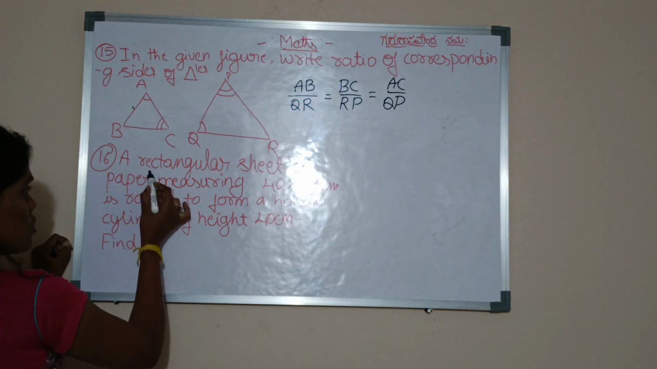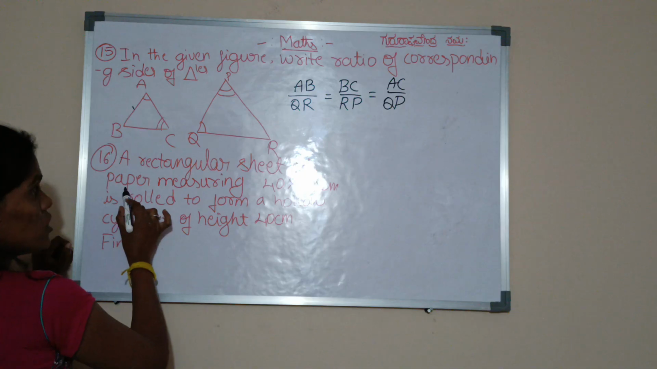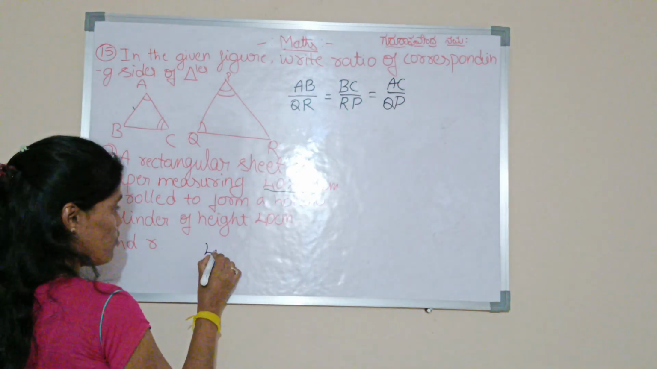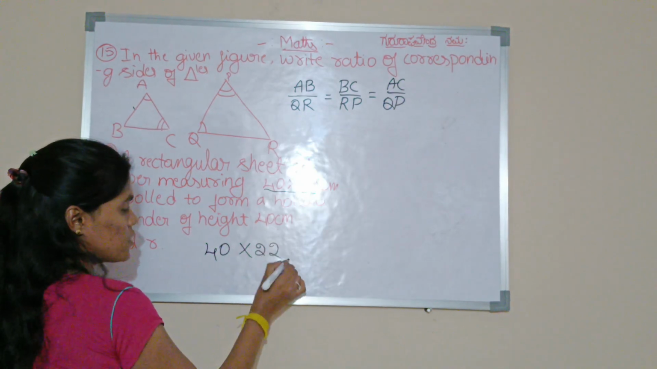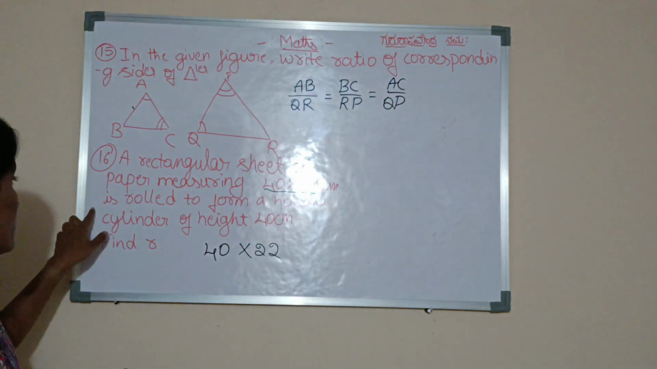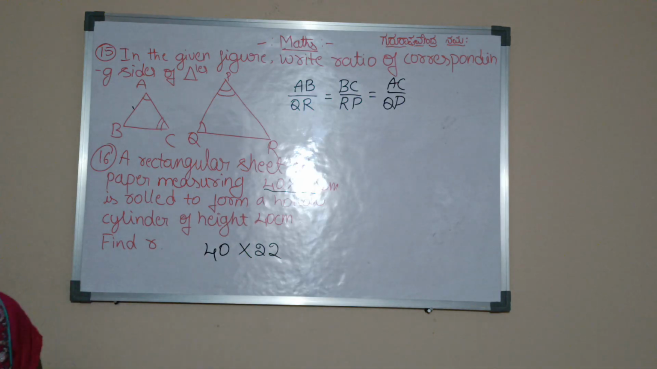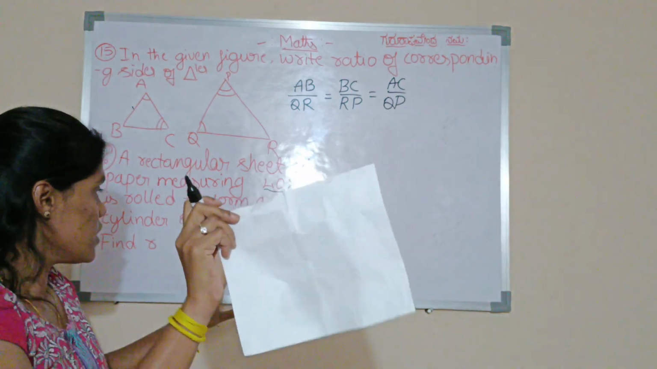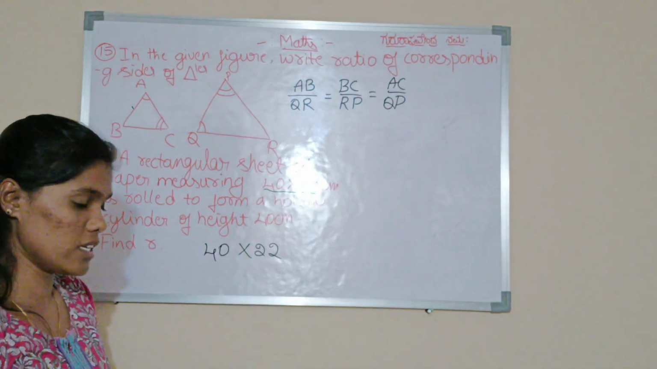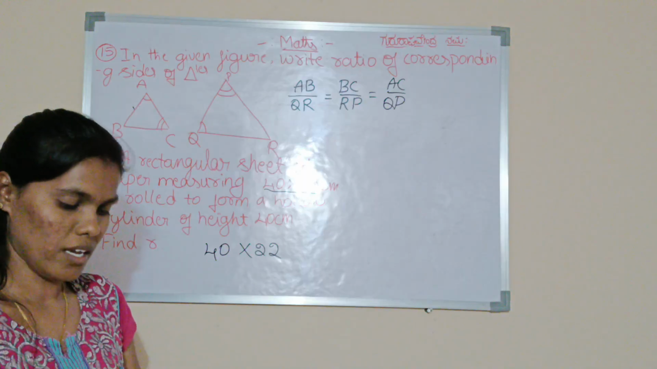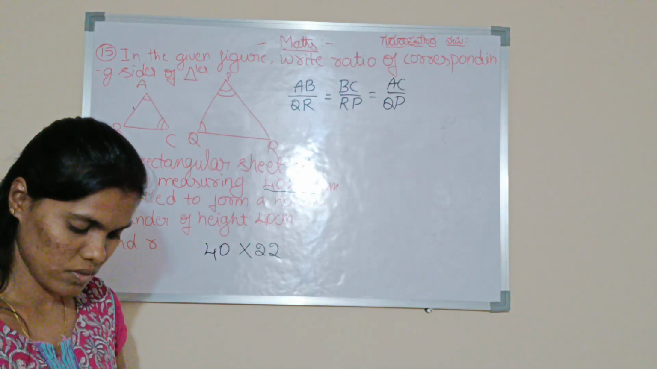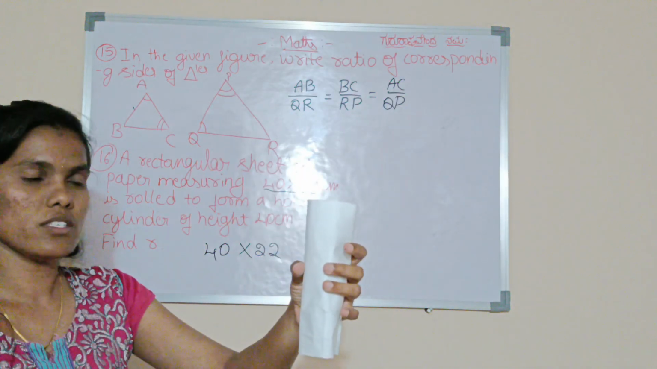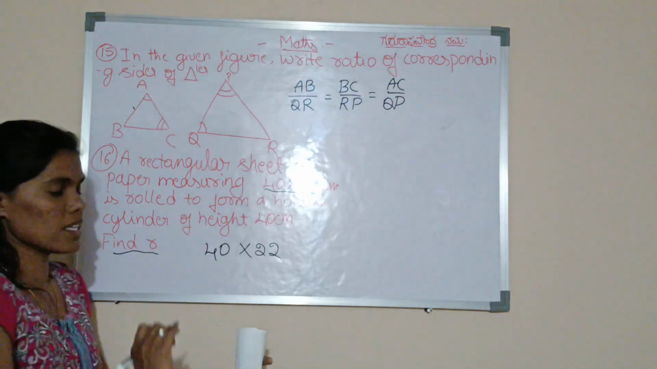Next question: a rectangular sheet of paper measuring 40 by 22, length and breadth as given, is rolled to form a hollow cylinder. See here, I have one sheet. Assume the length is 40 and the breadth is 20. I am making a roll to get a cylinder. Now you can see that cylinder. We have to find R, the radius.